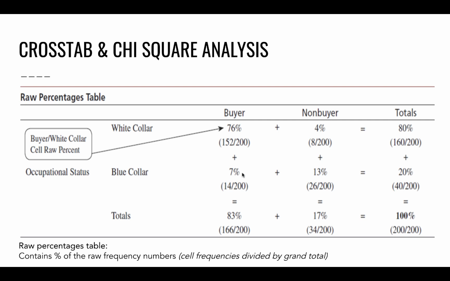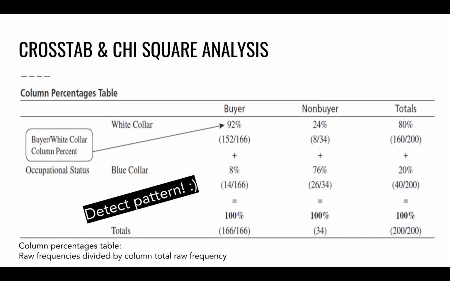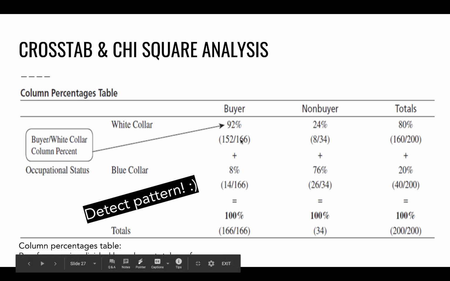Now, another way to look at the data is by means of a column percentages table. And here, instead of dividing these raw frequencies, 152, 8, 14, and 26, by their grand total, you now divide them by their column total. So the total of the column, which in this case is 166 right here and 34 right here. So 152 out of 166 is 92% of buyers of craft beer are white collar workers. Now 8% of all your craft beer buyers is blue collar worker.